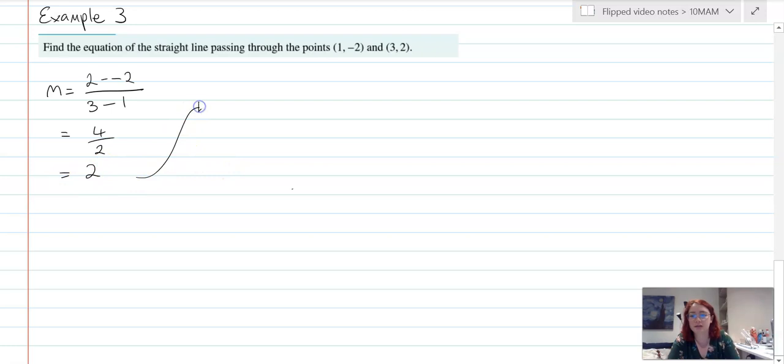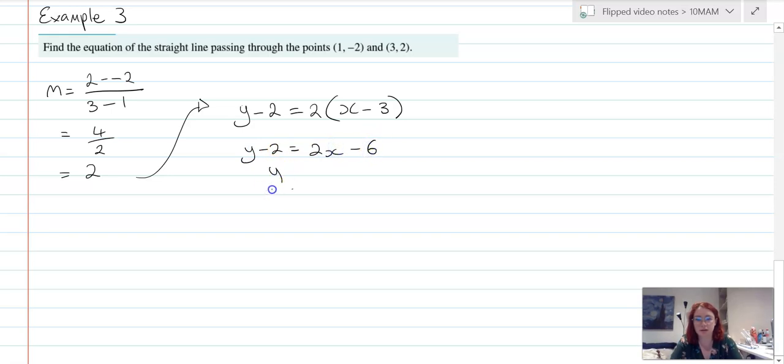We can then just sub that using one of our points into our point gradient form. So we could go y minus, I'm going to use that second point because they're both positives. That's easier to think about. So y minus y1 equals 2 times x minus 3. So y minus 2 equals 2x minus 6, and y equals 2x minus 4.